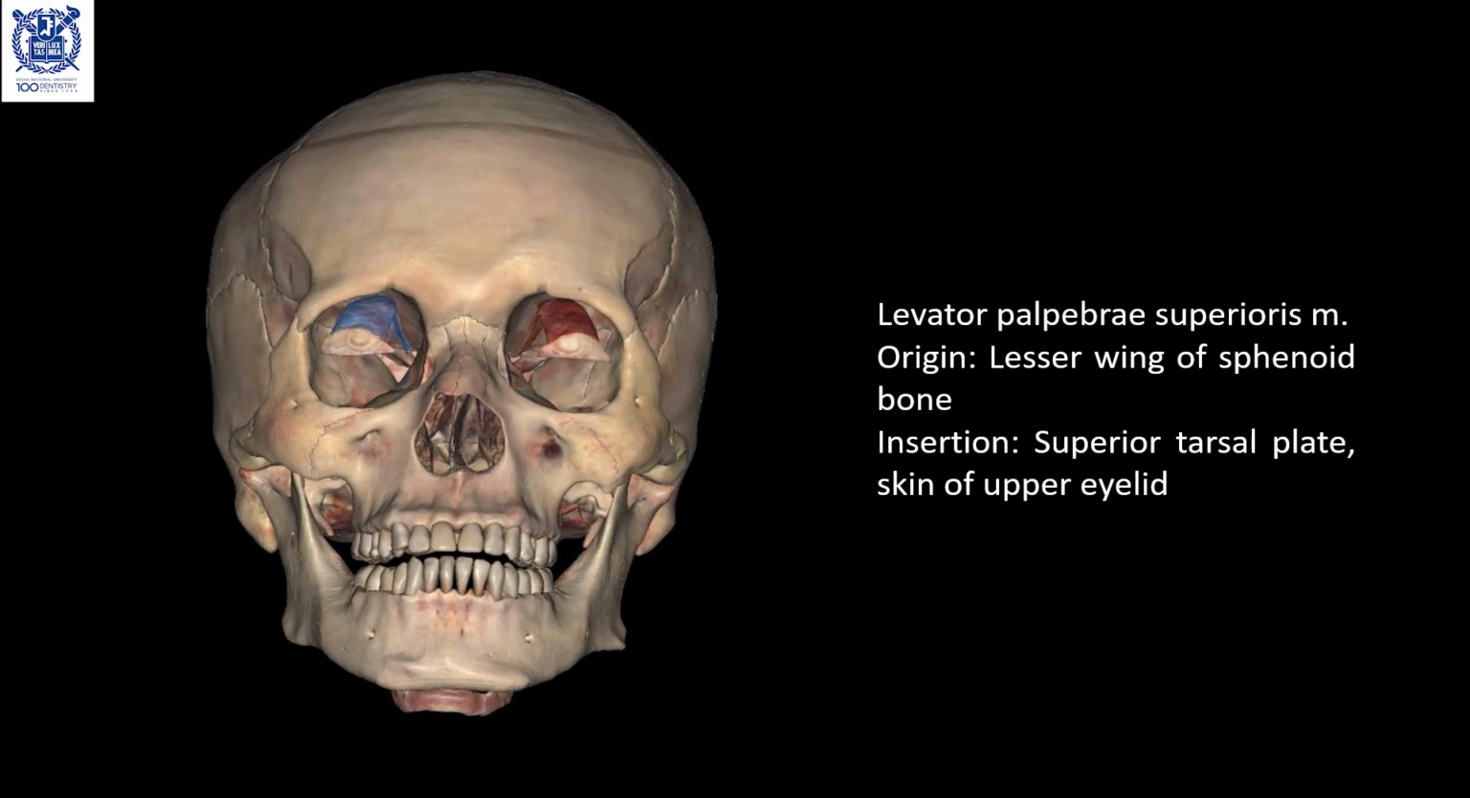Finally, we have another extraocular muscle, which was described earlier in part 1, the levator palpebrae superioris muscle.